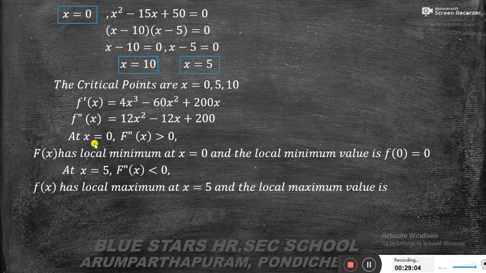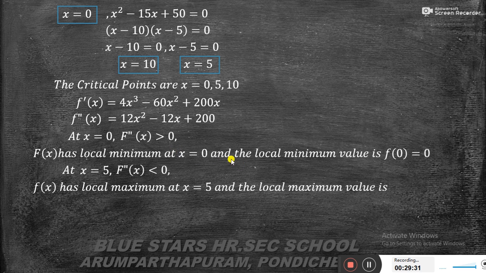Now first I substitute x equal to 0. So x equal to 0 means f double dash of 0, the answer is 200. So f double dash of 0 equals 200. So it is positive, it is greater than 0, which means it is a local minimum. Therefore f of x has a local minimum at x equal to 0.